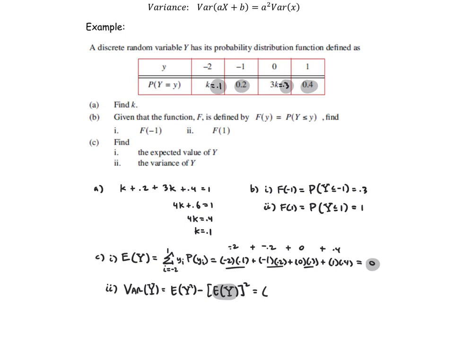So how do I find the expected value of y squared? Well, I take each of these values and I square them, and then I do the same thing as I did for the expected value of y. So instead of -2 times 0.1, I'm going to take -2 squared times 0.1 plus -1 squared times 0.2 plus 0 squared times 0.3 plus 1 squared times 0.4. That comes out to be 0.4, 0.2, 0, and 0.4. So the expected value of y squared ends up being 1.